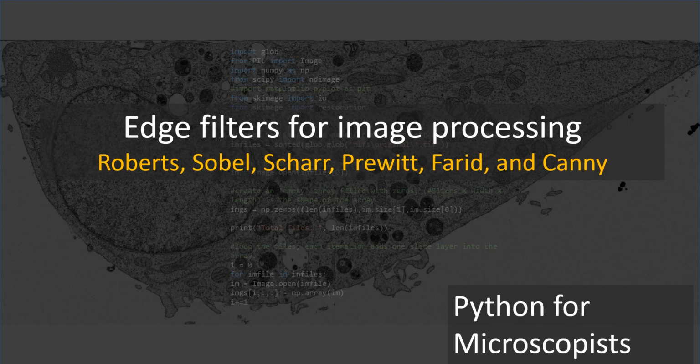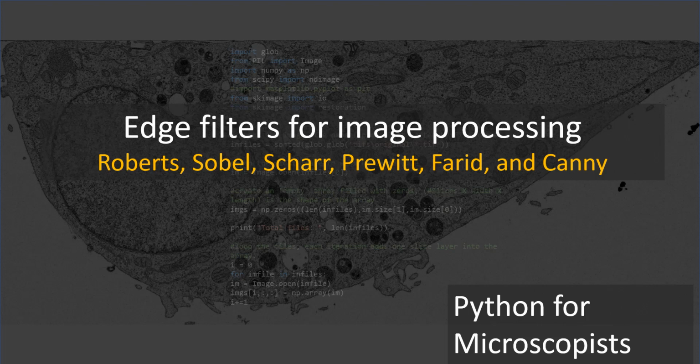In this tutorial, I'm going to talk about edge filters for your image processing. There are a variety of edge filters available to you in Python, and most of them are spatial filters. For example, Roberts, Sobel, Scharr, everything I'm showing on the screen here, they're all spatial filters, meaning they are some sort of a convolution with your image or some sort of a matrix multiplication with your original image.